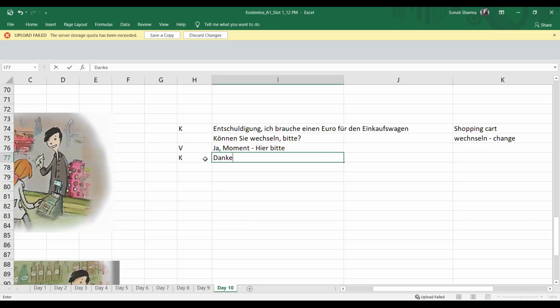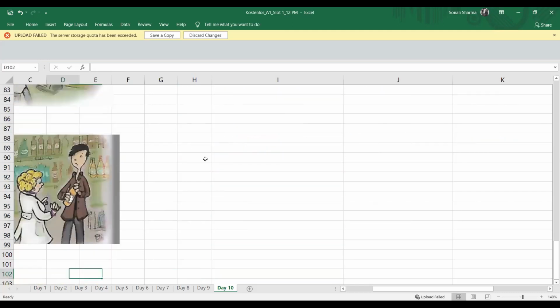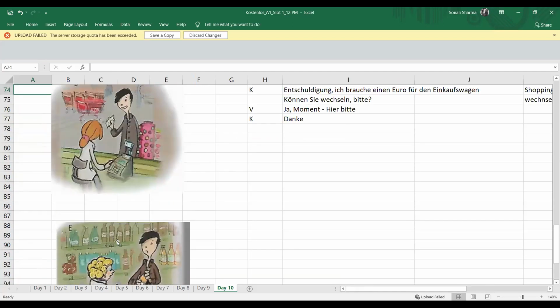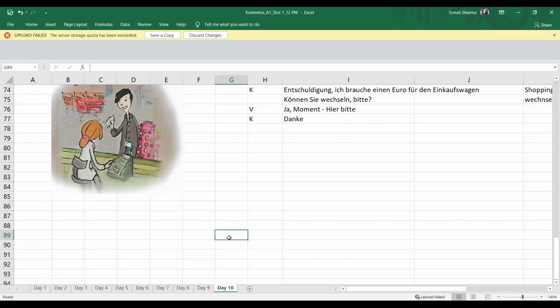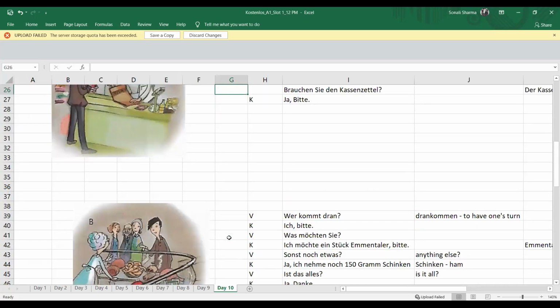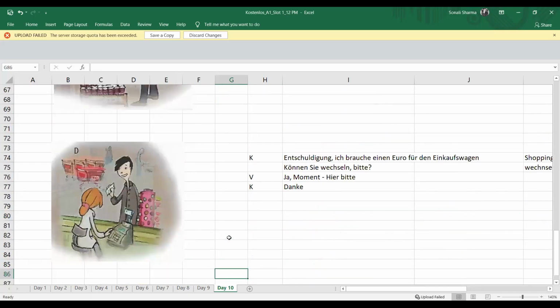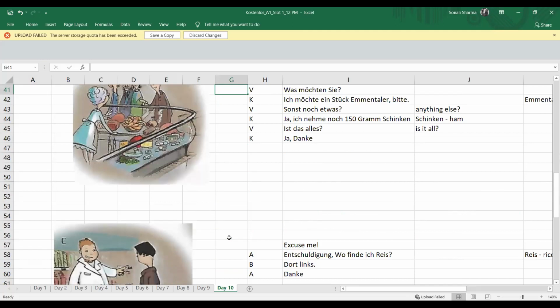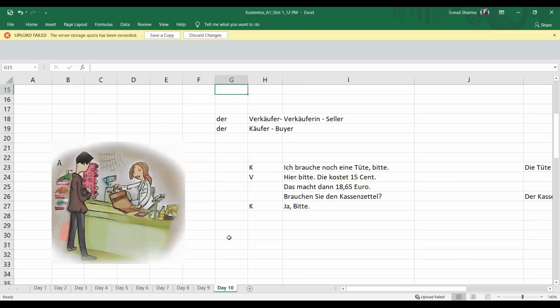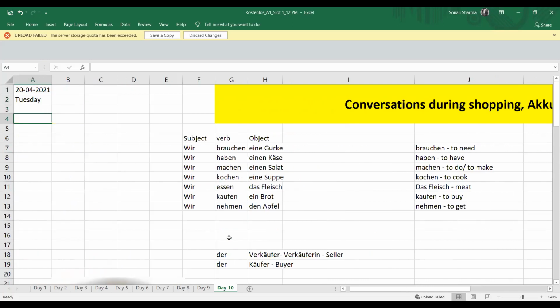I will not be doing the last part because it is quite big and we don't have time. So no problem, we'll skip this part. I will just delete this photo. So far we have done 4 dialogues. Just look at these dialogues once and try to take out words, try to frame your own dialogues. We have learned so much vocabulary today, so many verbs: brauchen, haben, machen, kochen, essen, kaufen, nehmen. I have told you only with one subject, so please try to use more subjects like ich, du. You can also put a name: Tina, Stefan, Mueller, any name.